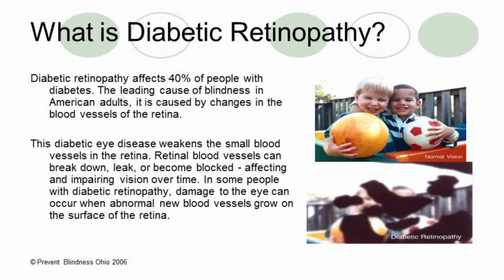Damage comes from elevated glucose and chemical byproducts of glucose. In some people with diabetic retinopathy, blood vessels may swell and leak fluid. In other people, abnormal new blood vessels grow onto the surface of the retina.